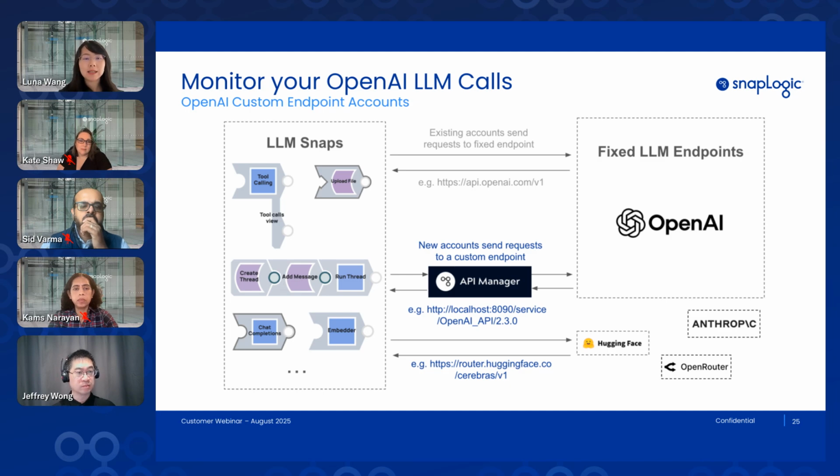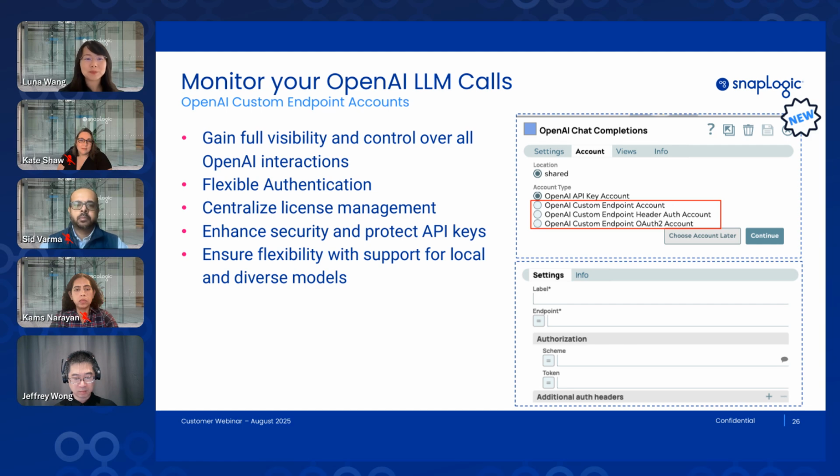This means that if you have a service on APIM acting as a proxy between you and OpenAI, you can use the new accounts to connect to the service, and then you'll be able to take advantage of APIM's full suite of policies to manage that communication. And this gives you several key benefits.